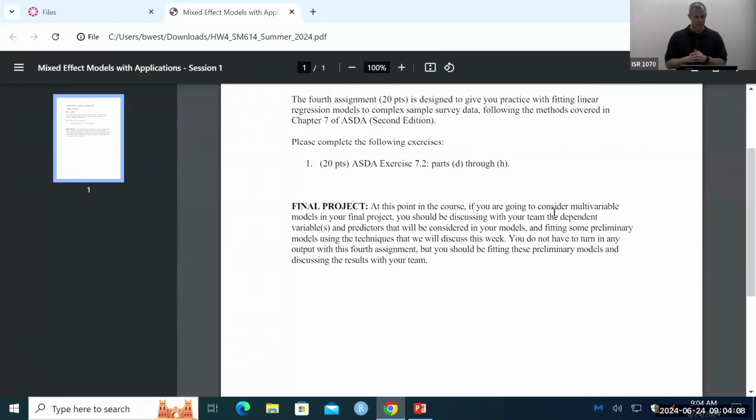Okay, so let's look at the specific exercises then. These are multiple parts of ASDA exercise 7.2. Most important thing I want to emphasize, do not do parts A through C. If you're doing parts A through C, you're doing unnecessary work. It happens every year that somebody submits parts A through C, and then they spend a lot of time submitting this homework. Don't do parts A through C. The assignment's only asking you to do D through H. So start with part D.